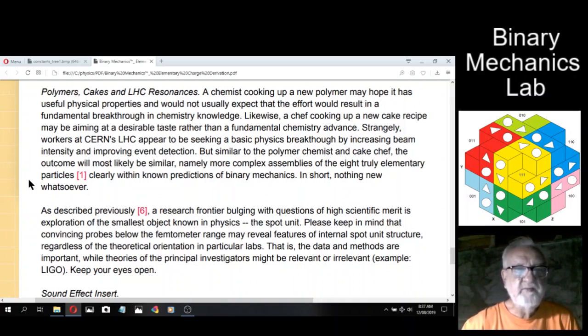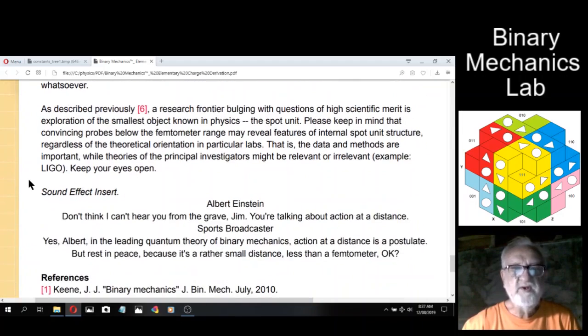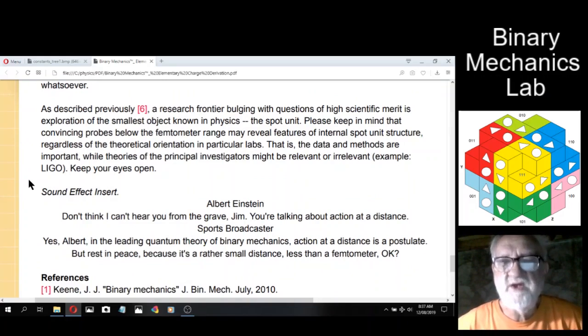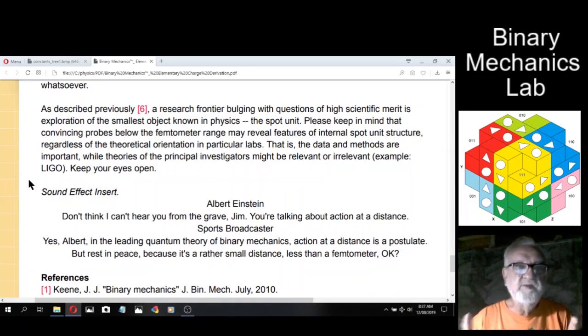As described previously, a research frontier bulging with questions of high scientific merit is exploration of the smallest object known in physics, the spot unit. Please keep in mind that convincing probes below the femtometer range may reveal features of internal spot unit structure regardless of the theoretical orientation in particular labs. That is, the data and method are important, while theories of the principal investigators might be relevant or irrelevant. A great example of that is LIGO.